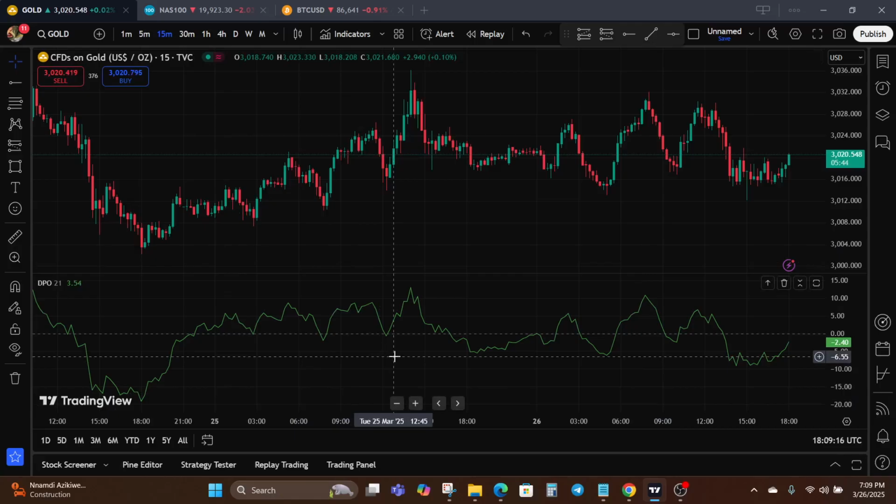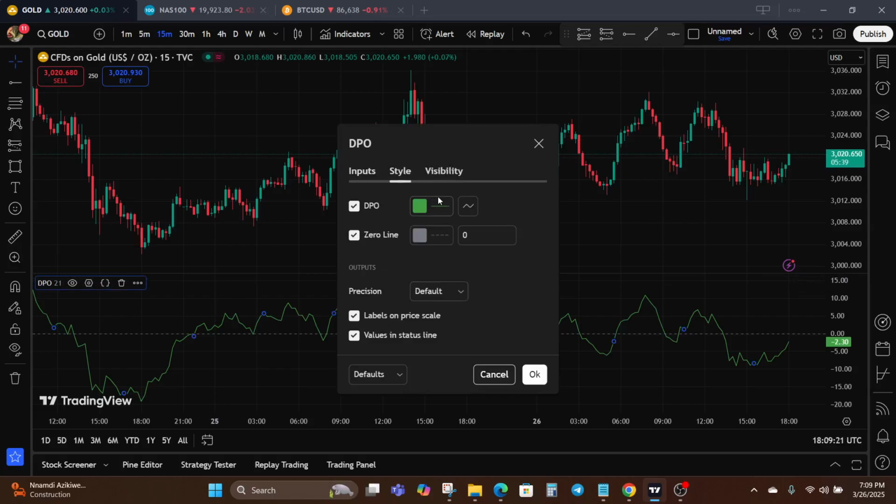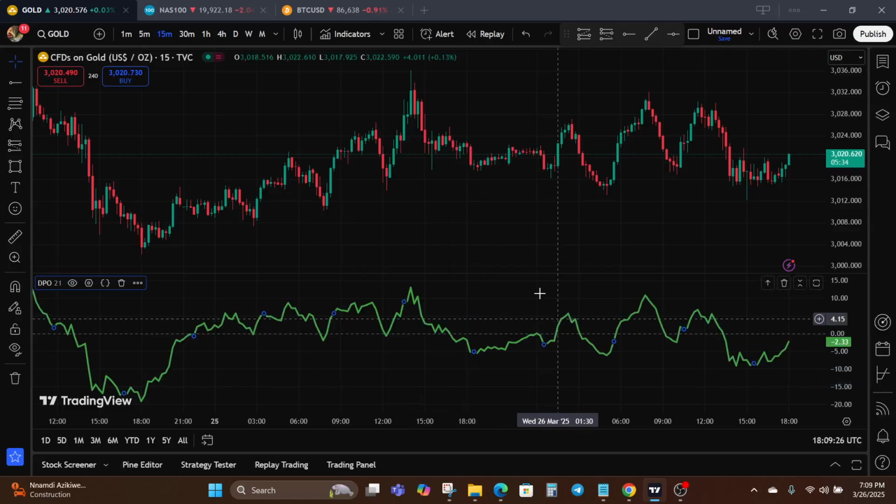So what exactly is the Detrended Price Oscillator? What does the DPO do? What is the benefit of this indicator? Now, the Detrended Price Oscillator is a momentum-based indicator that removes long-term trends from price action. So this helps traders focus on short-term cycles, making it easier to identify overbought and oversold levels without the interference of broader market trends.